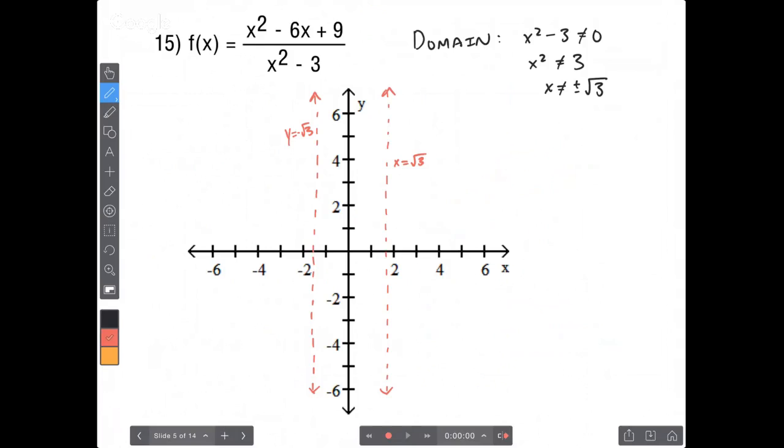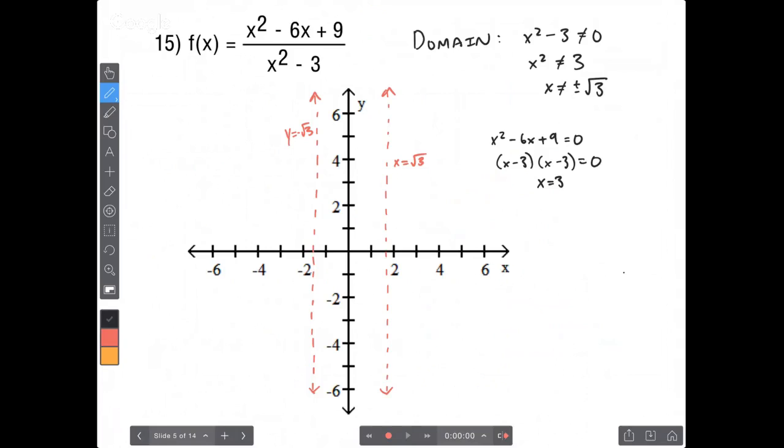Okay, I got a domain and I got some vertical asymptotes, which I know came from the denominator. Let's see, what am I going to think about next? I think probably next I'm going to look at the zeros of the numerator and think about, do I have any zeros of this function? So I'm going to say we got x squared minus 6x plus 9. Does that ever equal 0? Well, I think that's the same as saying x minus 3 times x minus 3 equals 0. So there's a 0 of the numerator when x equals 3.